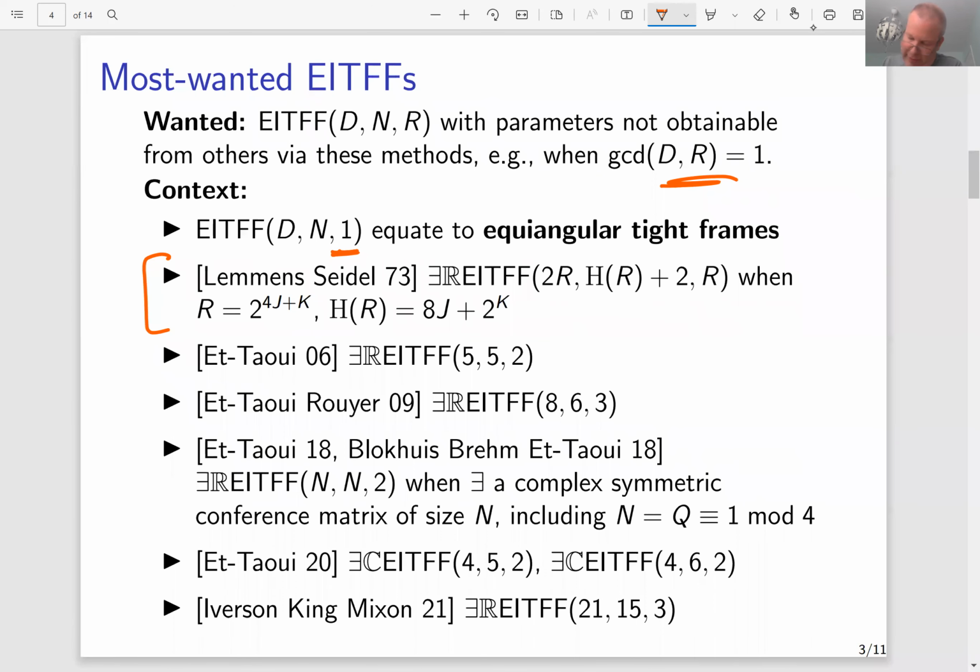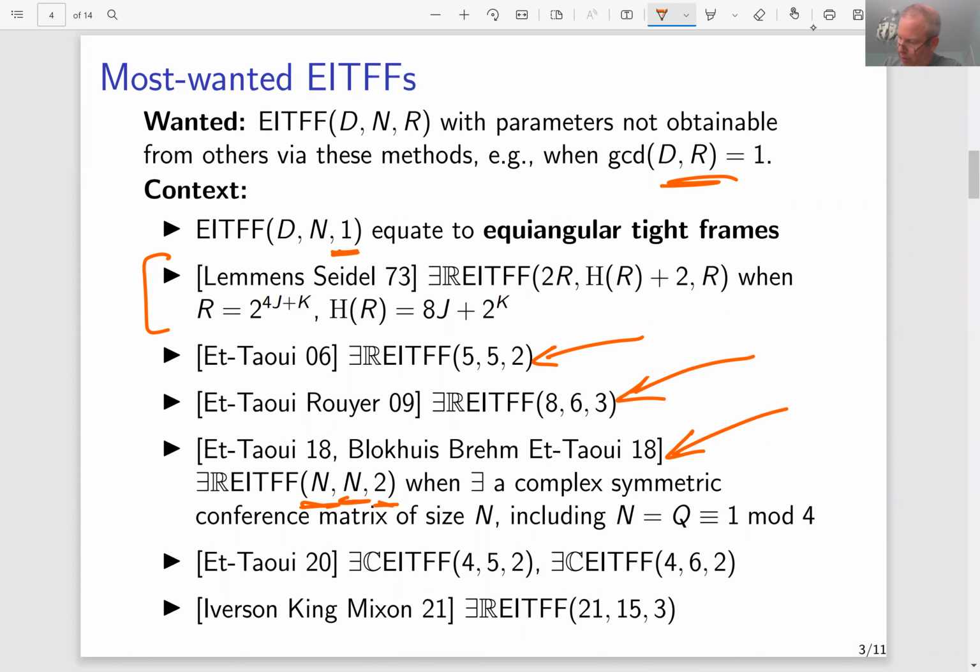Etaoui is a leader in this field, and so he has a construction of a real EITFF 552 and then an 863, and he found this infinite family a couple of years ago where the number of subspaces and the dimension of the ambient space are the same, but then the dimension of the subspaces themselves is 2. So they're kind of really close to being equiangular type frames, because equiangular type frames have one-dimensional subspaces, and these, not being lines, they're planes.